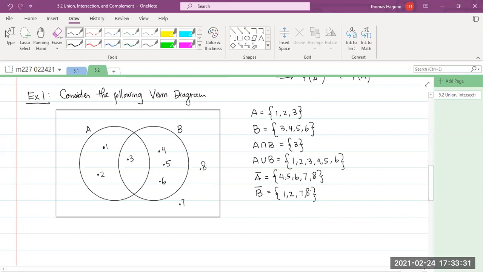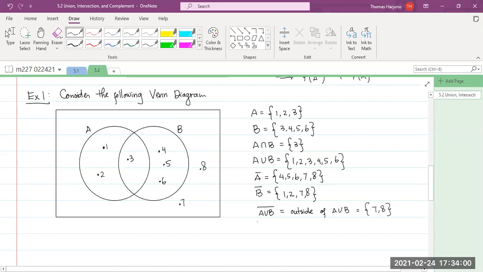So far, so good. Now let's make it a bit harder. How about the complement of A union B? This one is hard. This notation means outside of the union. Outside of A union B, what will that be? 7 and 8. That's right, 7 and 8.